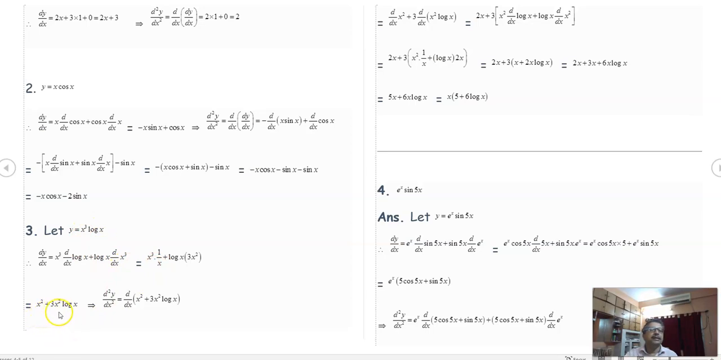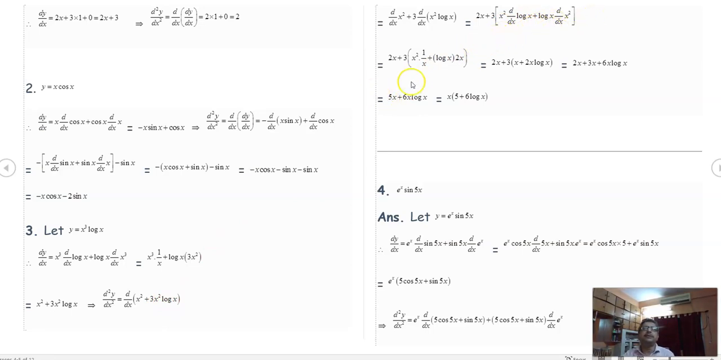So this will give us x square plus 3x square log x. When you do it a second time, the derivative of this is again required. We get 2x plus 3 into the derivative of x square log x. Again you apply the product rule over there. This will give you x square into the derivative of log x plus log x into the derivative of x square.